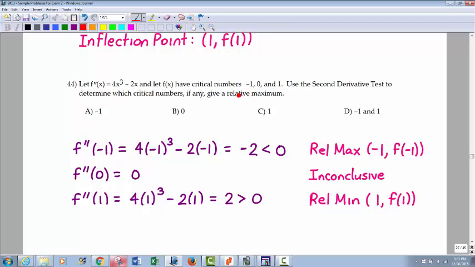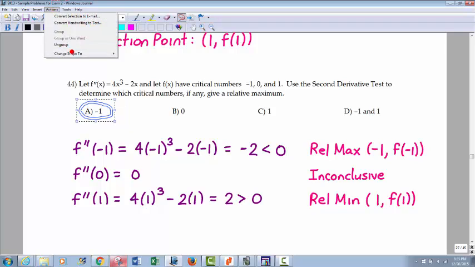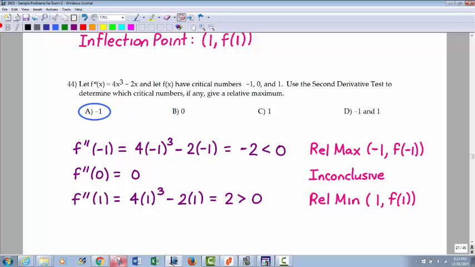So to answer this question, it's only asking for relative max, so it would just be answer A. Only A is given the max. But obviously we wanted to see the solution to all the possible scenarios.